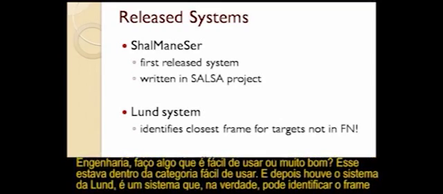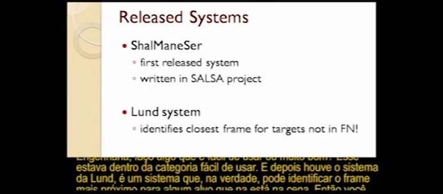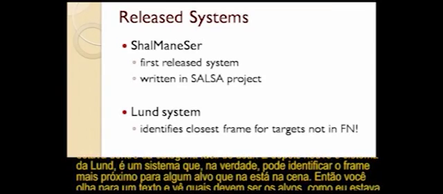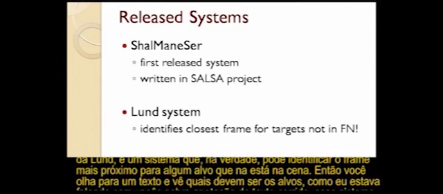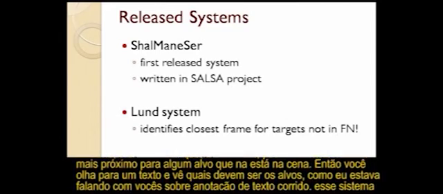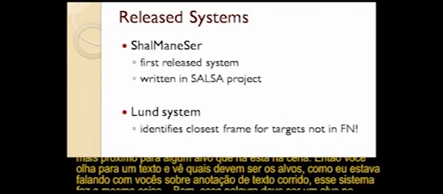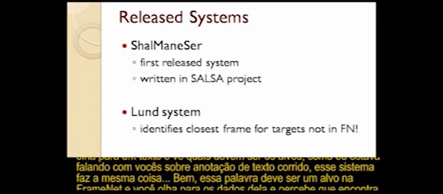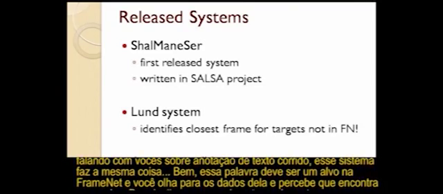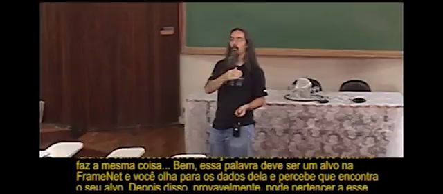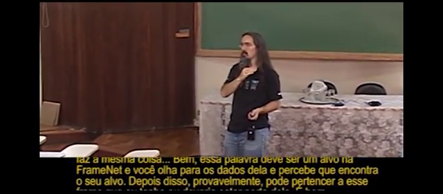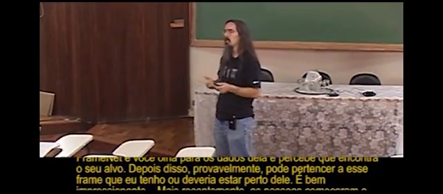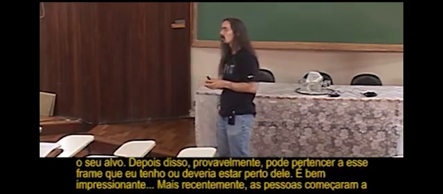Then there was a system from Lund. Lund is a system that actually can identify the nearest frame for some target that it has not seen. So if it looks at a text, it figures out what probably ought to be targets, as I was going through in the full text annotation with you guys before. Well, this system does the same thing. It says, well, this word should be a target in FrameNet, and then it looks in the FrameNet data and says, I don't find a target for that one. But probably it can belong to this frame that I have, or it should be near that frame. So it's pretty impressive.